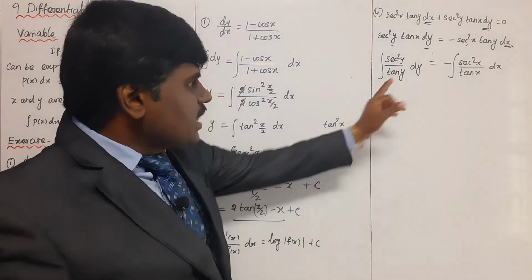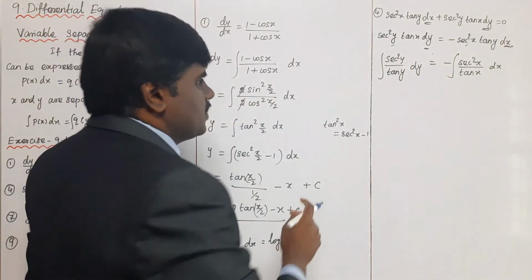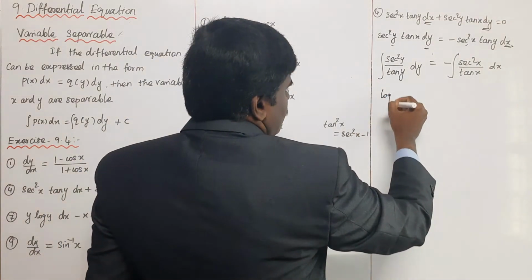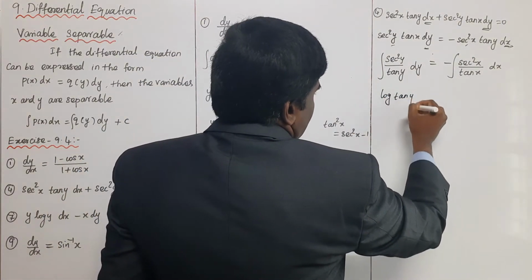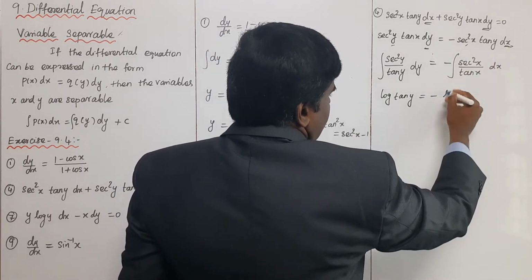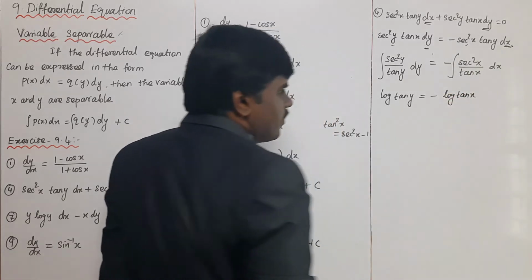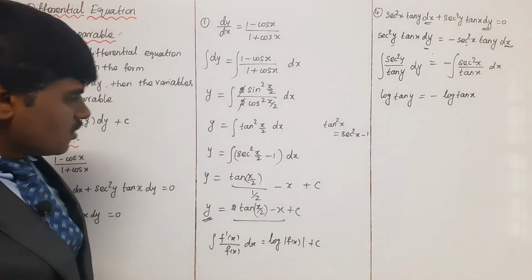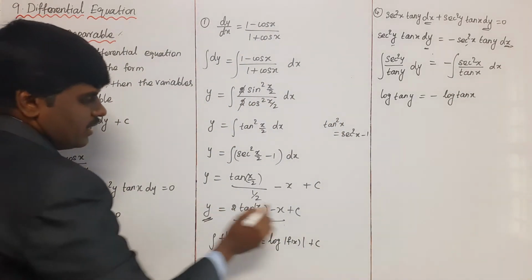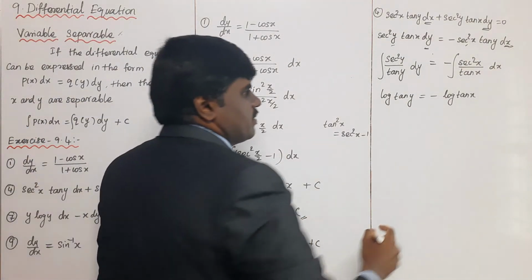Here for tan y, the differentiation is secant squared y. Is that clear? That is why we get log of tan y. Next, here minus of f dash of x by f of x is equal to log of tan x. Is that clear? Now we have to introduce some constant. In question number 1, I have to introduce the constant c, here log c.